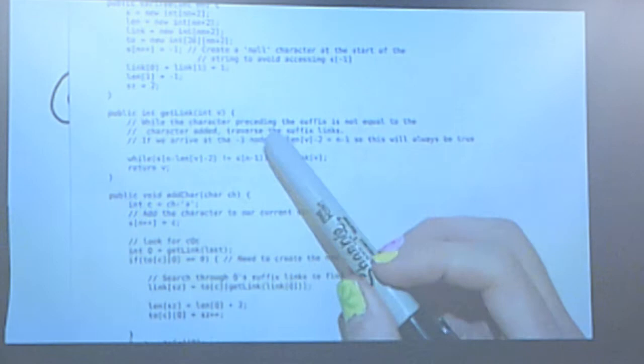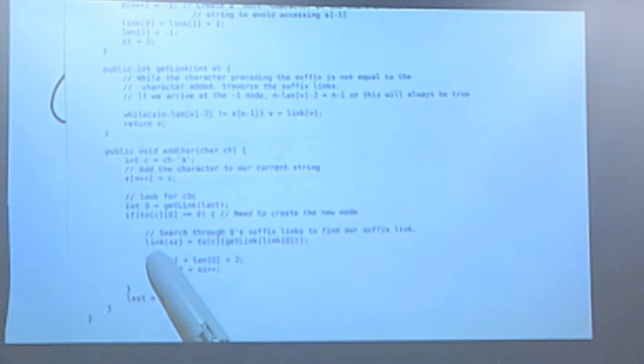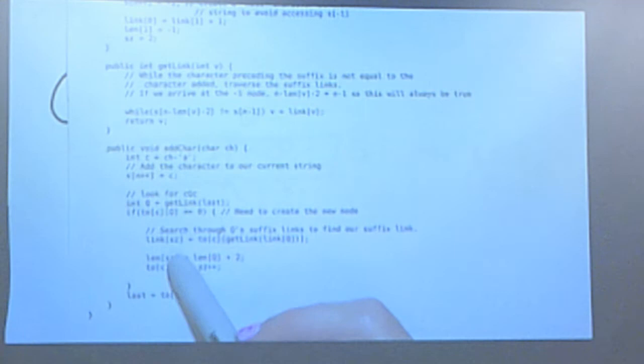So we get this, and now we need to make the labeled edge from Q with the character C. If it's not initialized yet, we'll need to create it. Here, link of size: size is how many nodes you currently have, so size right now is equal to what the next thing we're adding is. The suffix link for the new node we're adding is basically the same search, except we start at the suffix link of Q instead of Q itself. Our length is just going to be the length of Q plus 2, because we're appending to both sides. And then this is just saying that from Q, taking the character C, we'll go to our next node, and then we increase the number of nodes in our tree.